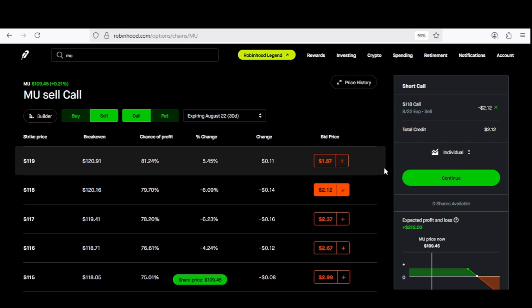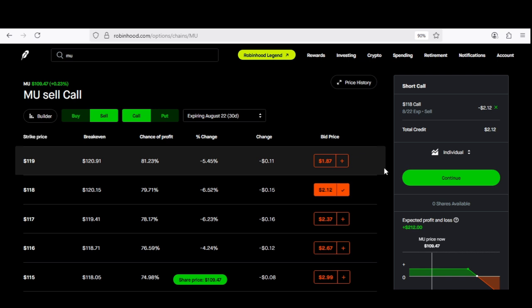So just to do a quick recap, that's going to be a long call in order to use that as collateral. And then you could go ahead and use that long call to do monthly covered calls to make consistent income. Now, remember, always do your own due diligence. Maybe you don't want to use Micron, you want to use something else. It does not matter what you want to use. Just make sure to do your own due diligence before investing.